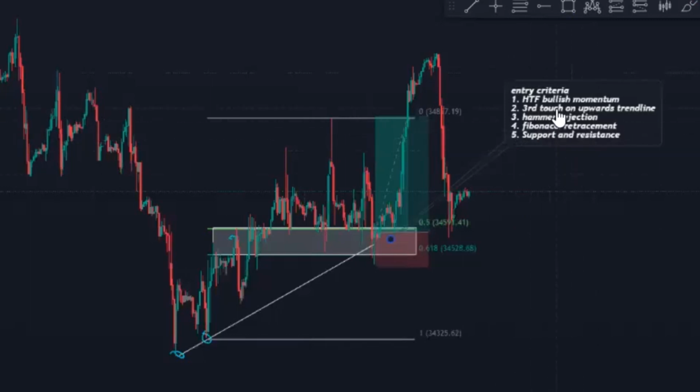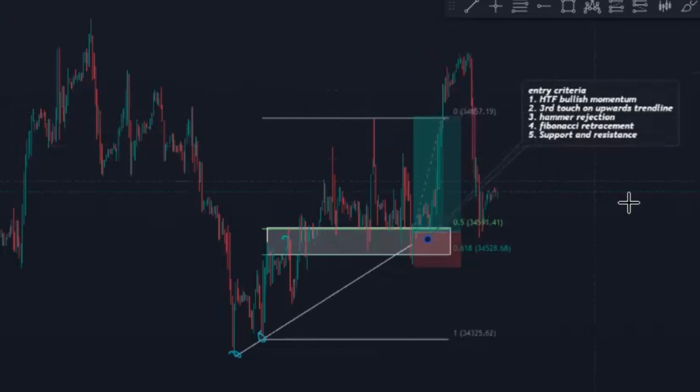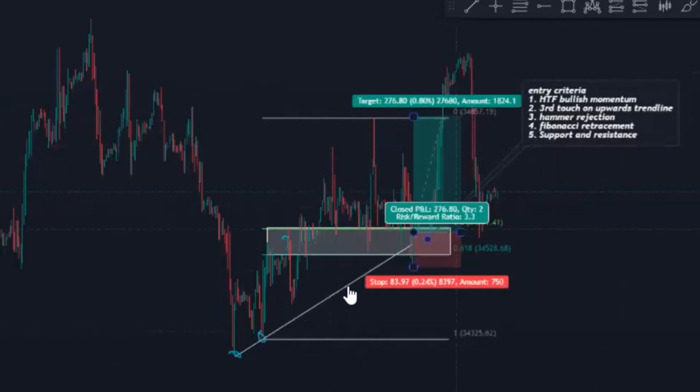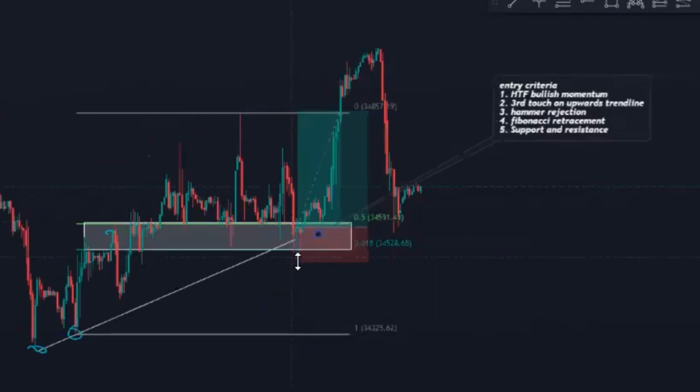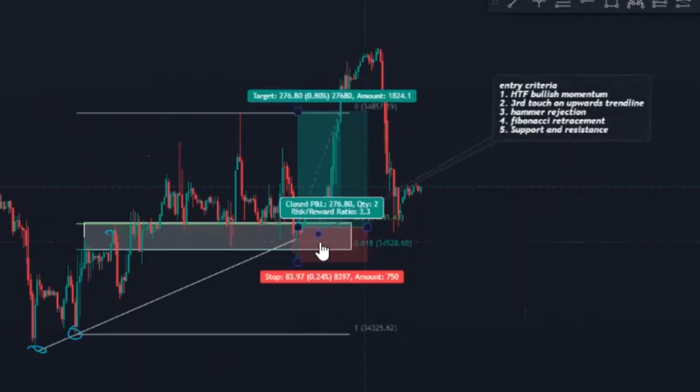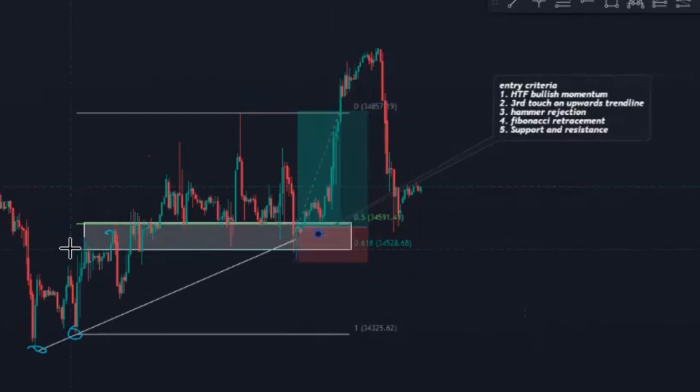This was our entry criteria, whereby number one, we had the higher time frame giving us that bullish momentum, right? And then secondly, we were on the third touch on our upward trend line, right? We were at our third touch, and then we got a hammer, a rejection, hammer rejection on our third touch, and then also it corresponds with our Fibonacci retracement. It's happening at our area of value, which is our 0.50 and 0.618, right?